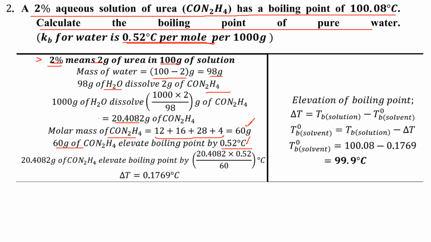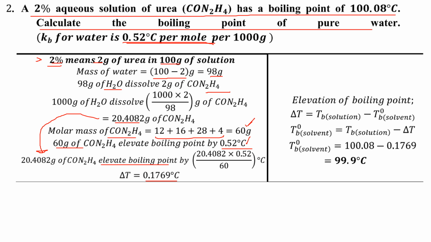Then what about the mass that we calculated? The mass that we calculated is always directly linked to the elevation in boiling point. So if 60 grams of a solid contain that, what about the mass of the solid that we calculated? Which elevation in boiling point is it going to cause? You're going to find that it's going to cause an elevation of 0.1769 degrees Celsius.